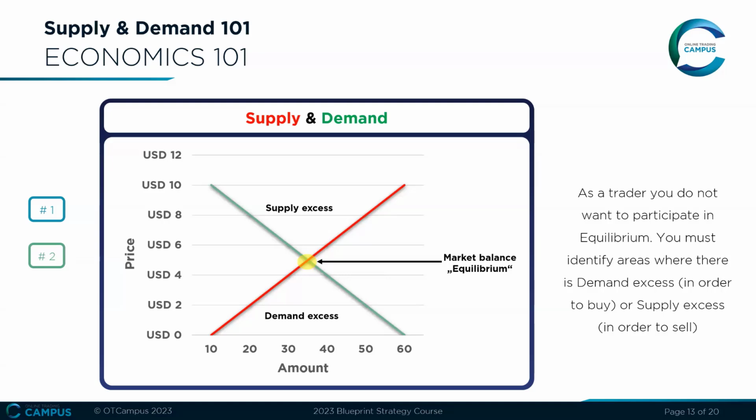On the other side, if price is in demand excess, then we want to be a buyer. Why? Because we can assume with high probability and high profitability that there are more willing buyers than willing sellers. If we are predicting price to move higher, we need to buy where there are institutional willing buyers. In other words, we need to buy where there are institutional unfilled buy orders.